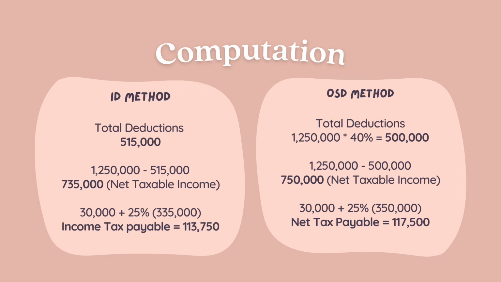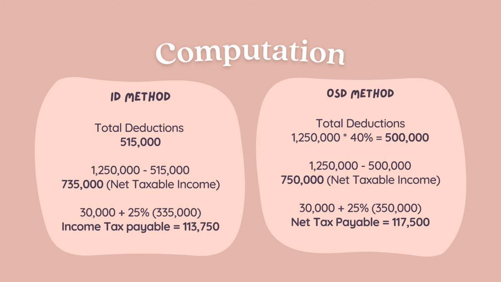The next method is the OSD method. It is similar to the ID method. The only difference is that to get the total deductions, you would simply multiply 40% from your gross income. So for this example, $1,250,000 multiplied by 40% would be $500,000. And then subtract $500,000 from your gross income, which will result in your net taxable income of $750,000.